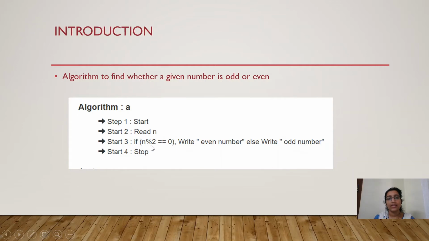Then the next step: n mod 2, where the percentage symbol is read as mod. The percentage symbol gives the remainder, whereas n/2 gives the quotient. So n % 2 gives the remainder of the division. If the remainder is equal to 0, then print even number, else print odd number, then stop. So this is the algorithm for a small problem: given a number, check whether it is odd or even. We have to list out the steps. The first step should be start and the last step should be stop.